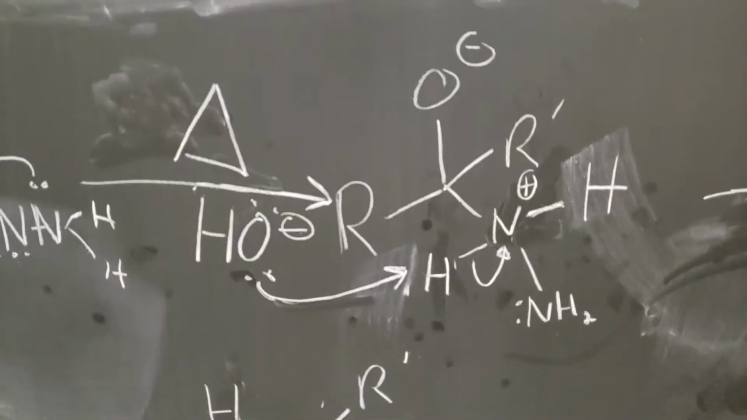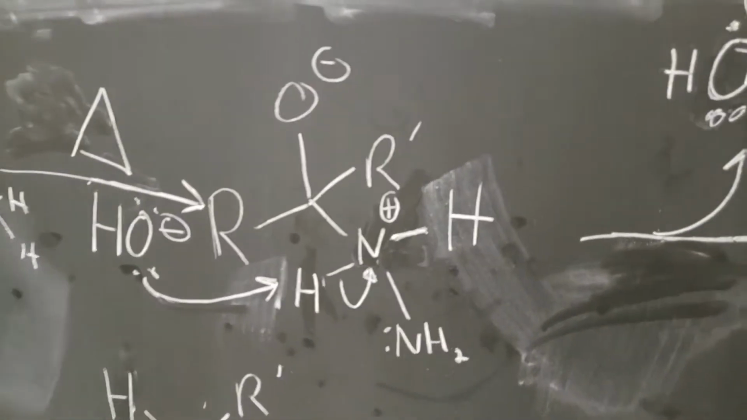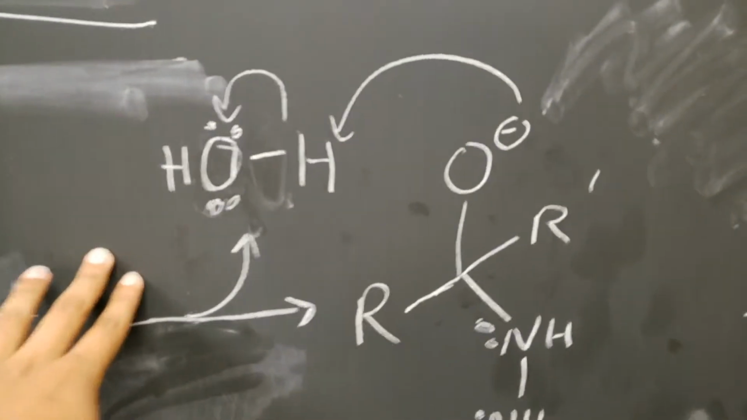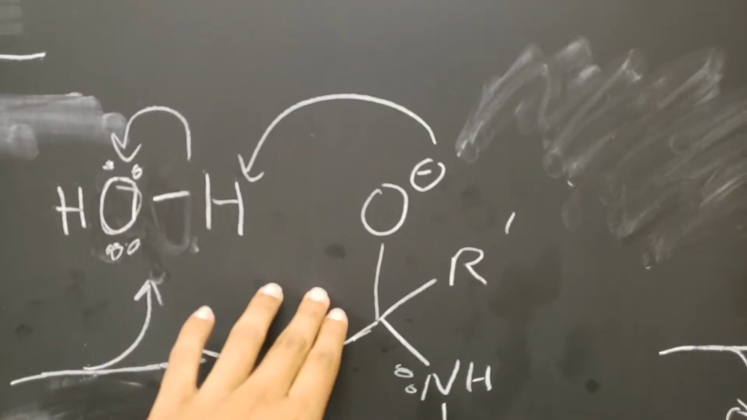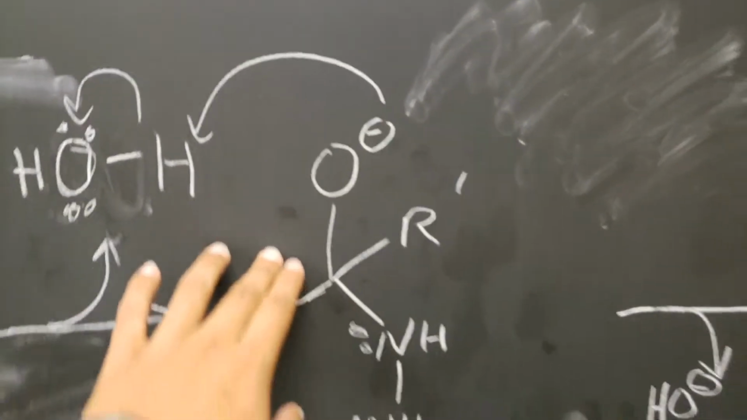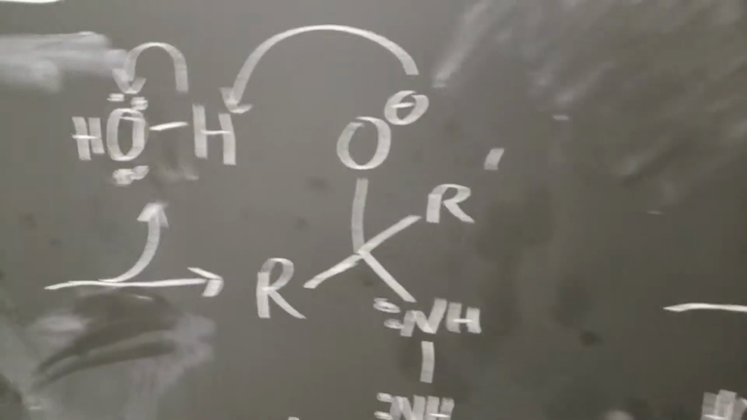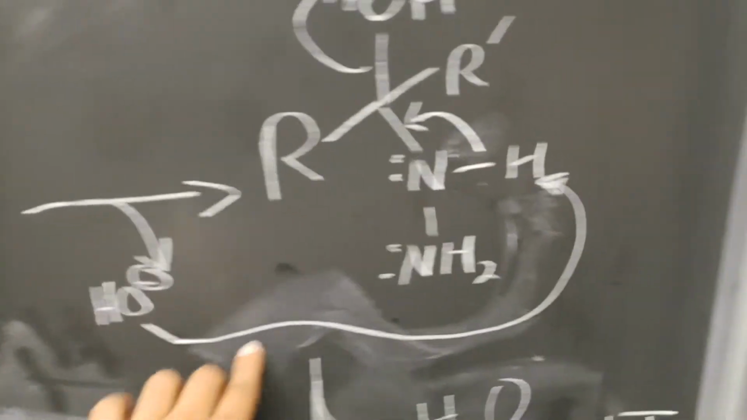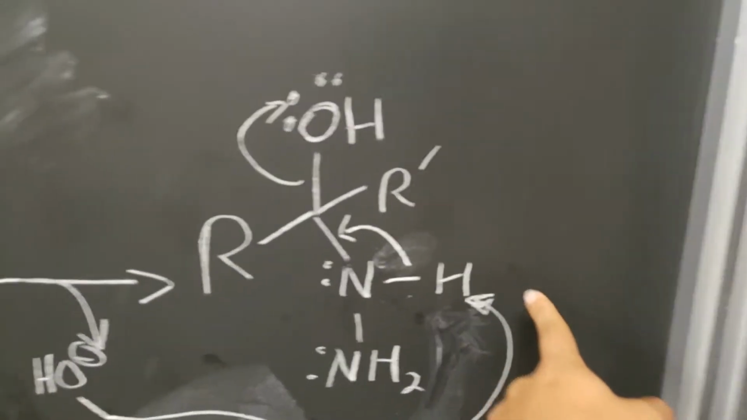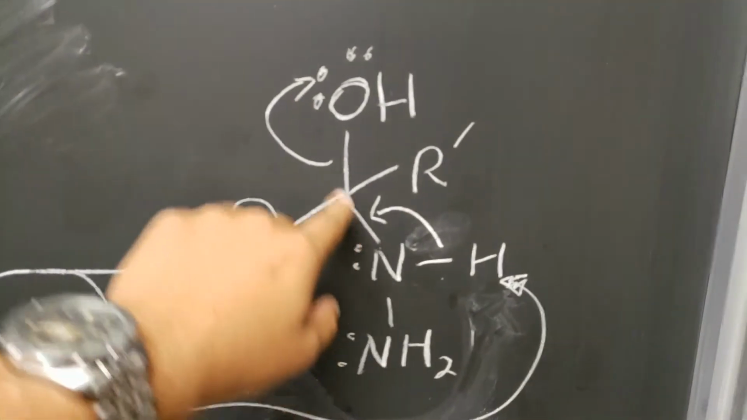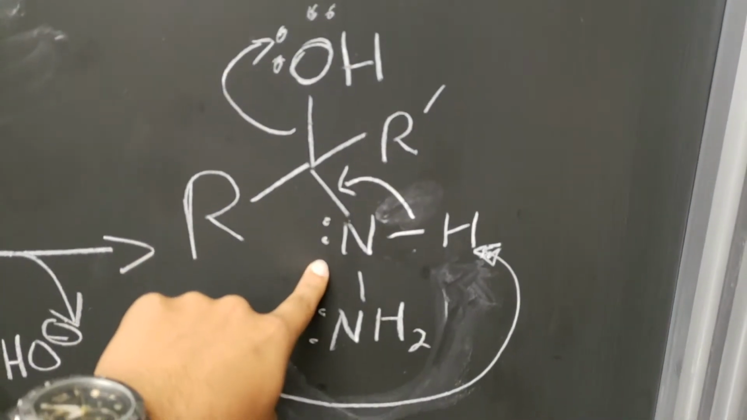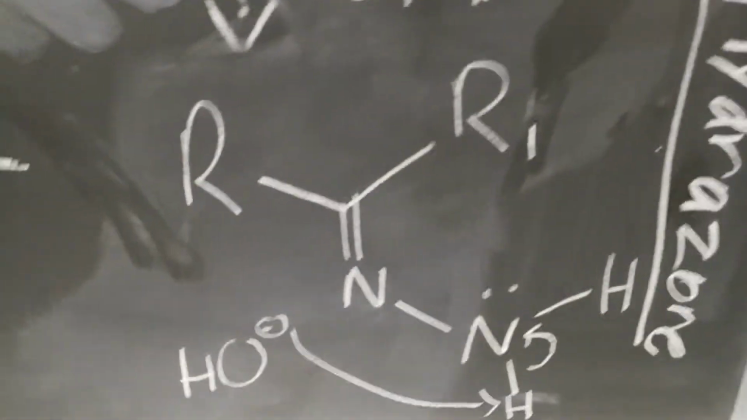Following the deprotonation of this compound right here, we form water, which will then be deprotonated by the negatively charged oxygen, the anion, which will then render us this hydroxy group, which will then further deprotonate the compound, kicking out the hydroxy group and forming a double bond with this nitrogen, which will then result in our hydrazone.